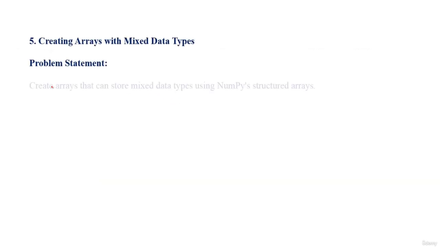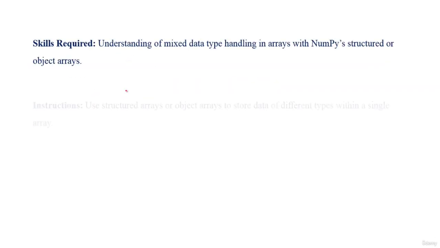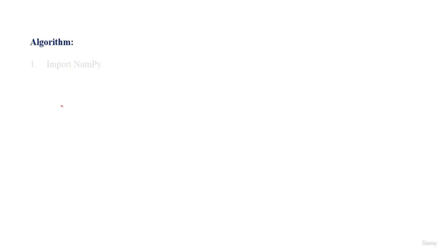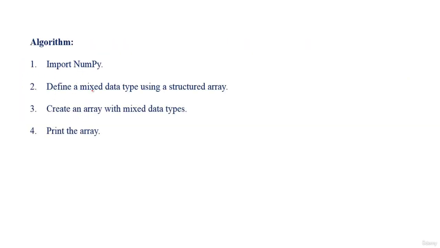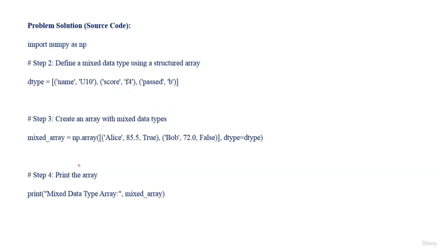The fifth problem statement is to create arrays that can store mixed data types using NumPy structured arrays. We will store mixed data types using structured arrays. Skills required and instructions you can read. These are the steps I will follow. I will define an array with mixed data types using a structured array, and then create the array with mixed data types. This is the actual solution. You can copy and paste it into your desired IDE, like Notepad++ or Visual Studio Code, to check its output.